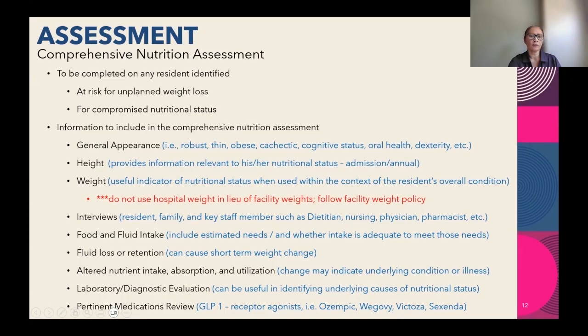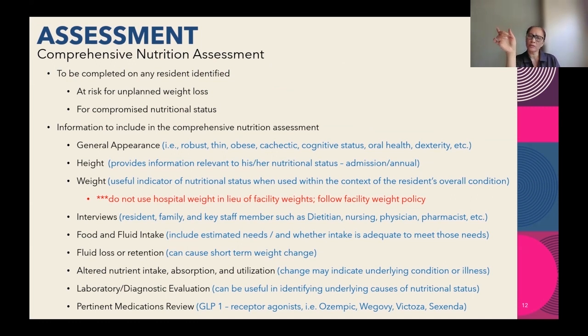And then of course the food and fluid intake. Now this is where I also see where we could use some improvement, just in the hundreds and hundreds of charts that I audit throughout the month. We include the estimated needs, whether that's for protein, fluids, calories, but the missing component is we're failing to document whether those needs are being met based on current intake.